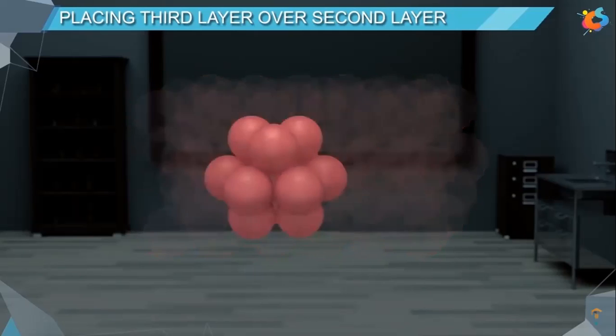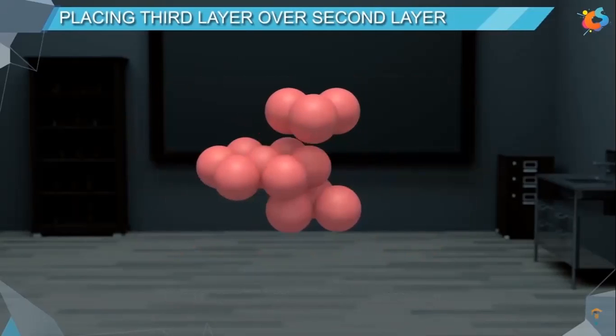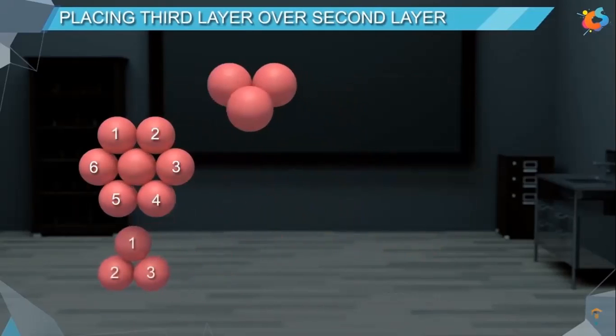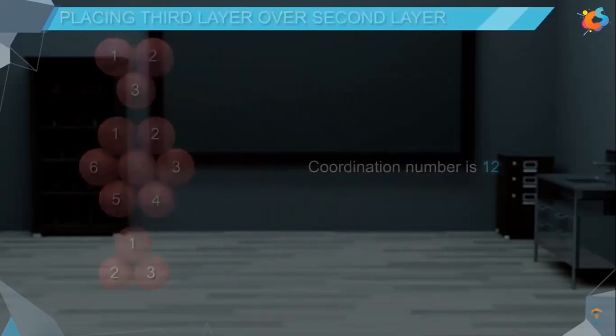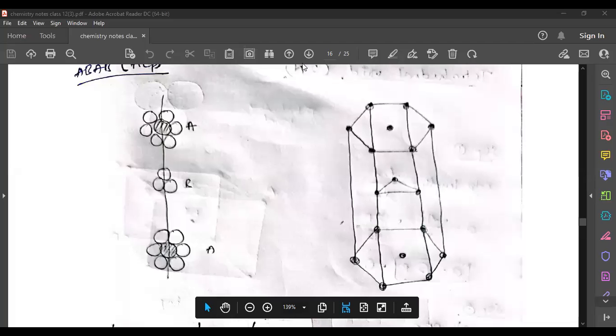In this type of structure, each sphere is in contact with 12 other spheres, 6 from the same layer, 3 from the bottom layer, and 3 from the top layer. So, the coordination number is 12. So any doubts in the topic? Close packing.